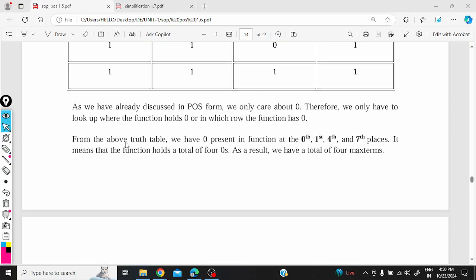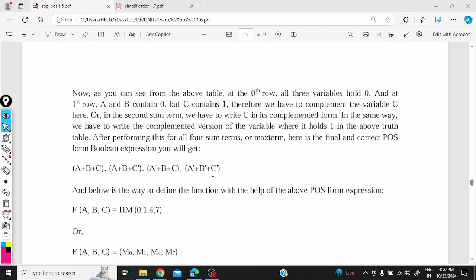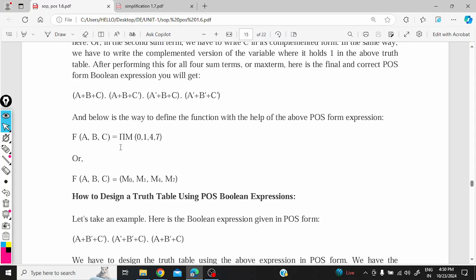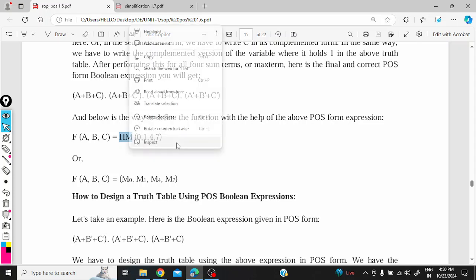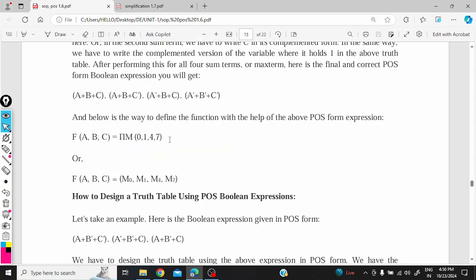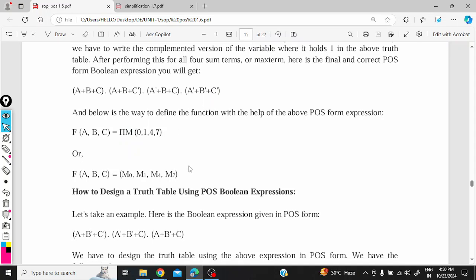Now if I combine all the terms using the product operation, I get this expression. I can represent it using these literals, or I can write pi capital M of 0, 1, 4, 7 as my terms, or else I can use the capital M representation also. So this is how we represent product of sums.